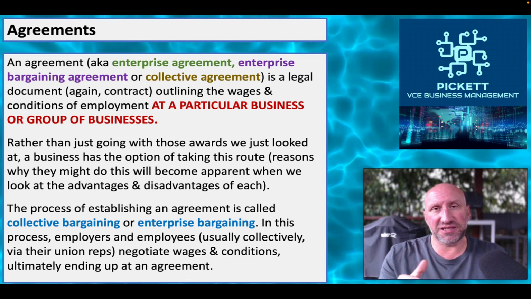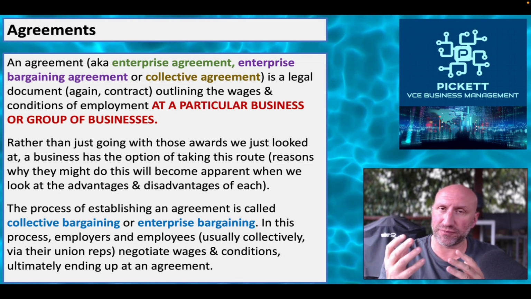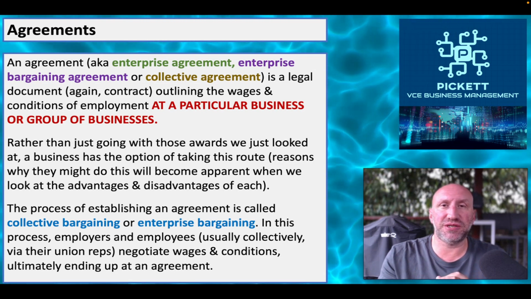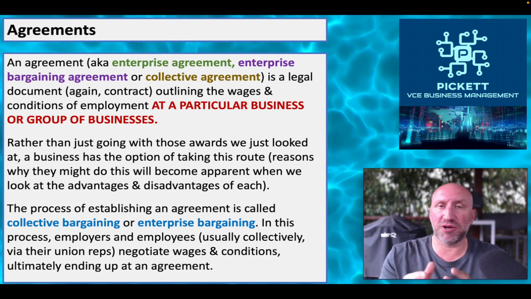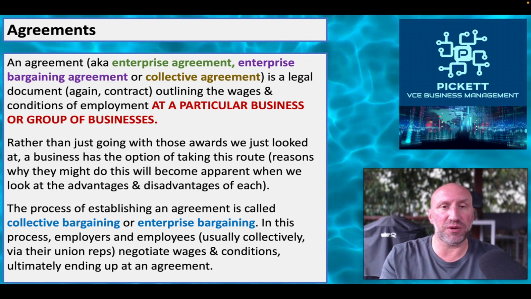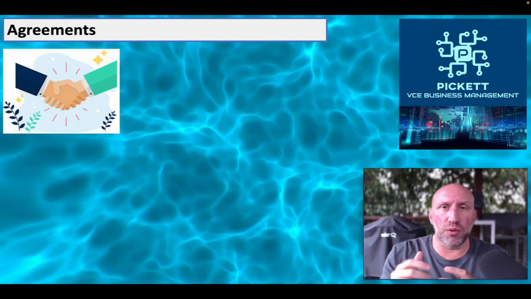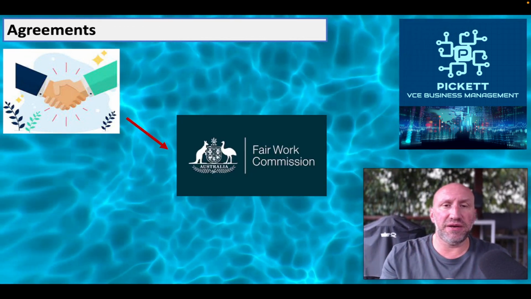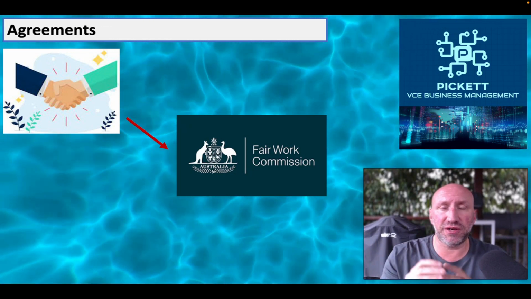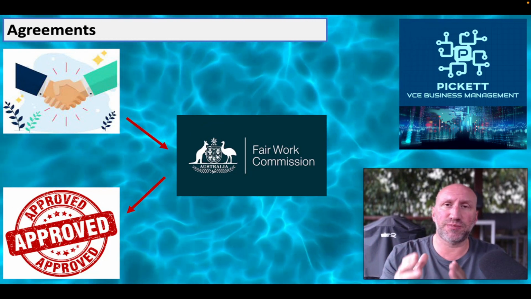So they do this collectively on behalf of the employees in a particular business or group of businesses. They negotiate the wages and conditions and ultimately end up at some kind of agreement that both the employer and the employees are happy with. So the negotiations go on in the background. Then once an agreement is made, that agreement goes off to the Fair Work Commission and they ratify it. And once they ratify and approve it, it then gets put in place.